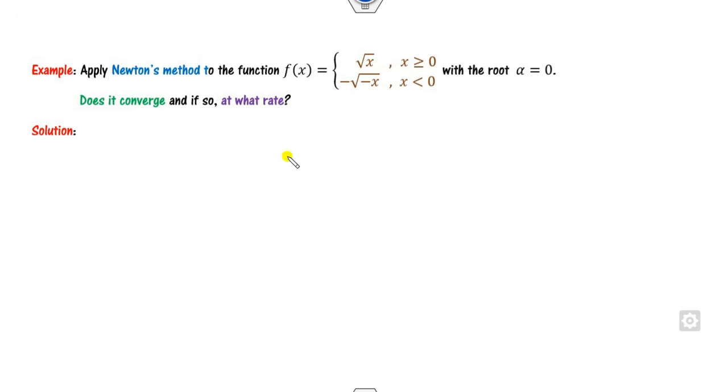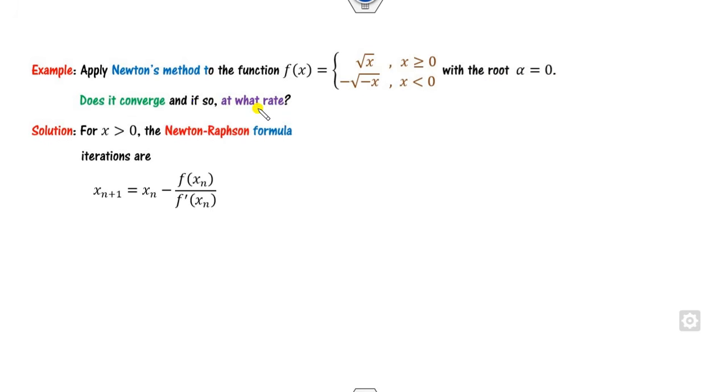Look at another one. Apply Newton's method to find the root, where 0 is the exact root. Does this converge? If so, what will be the rate of convergence? Now you can see there are two cases. We can find the two cases here.